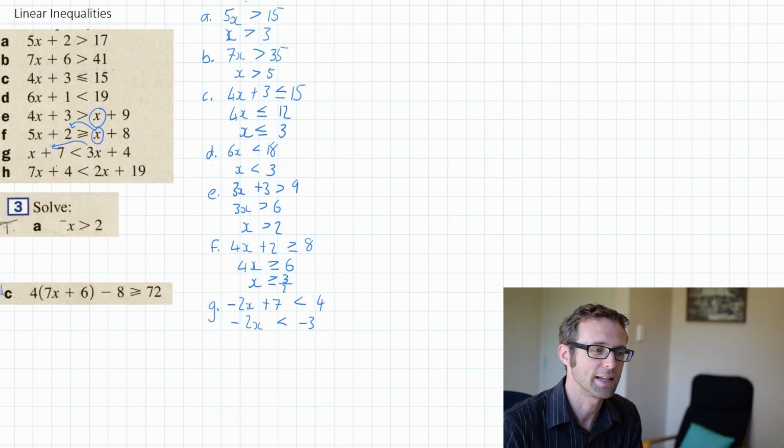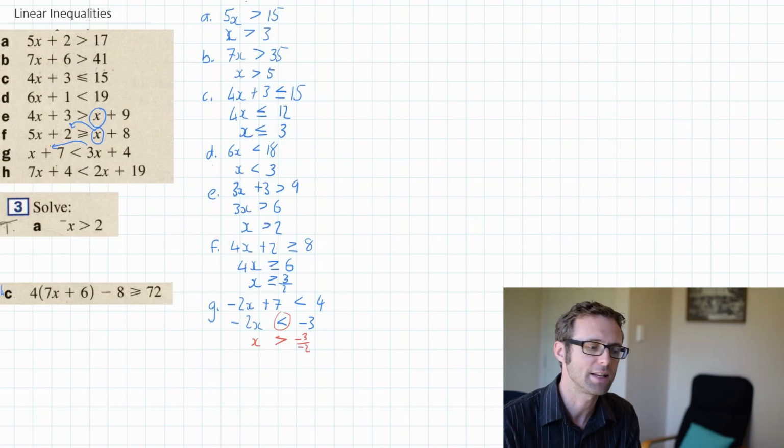And then my final step is to get rid of this minus 2. Now, this is where it gets a little bit tricky, and this is where you need to pay careful attention. If you divide by a negative number, this sign is going to swap around. So I'll end up with minus 3 over minus 2, but instead of x being less than it, x will be greater than that. So x is greater than minus 3 over 2, and we can say, well, therefore x is greater than positive 3 over 2, since a negative divided by a negative is the same as a positive divided by a positive. Okay, let's move on to h.